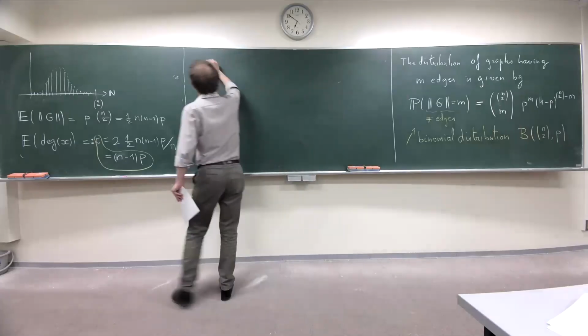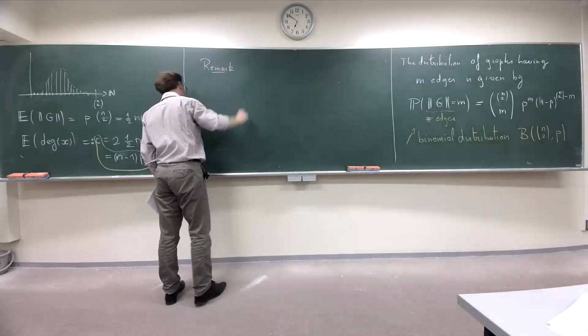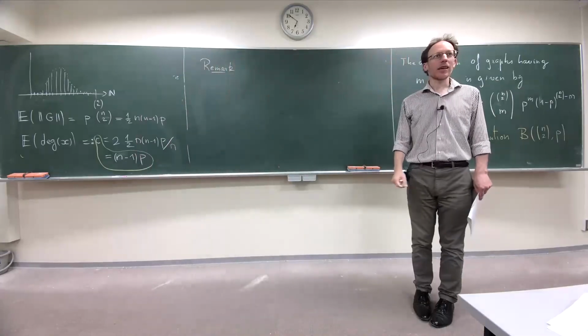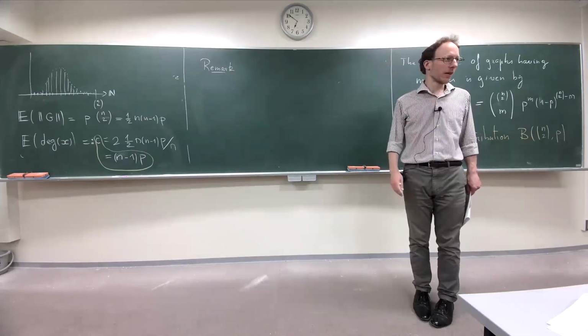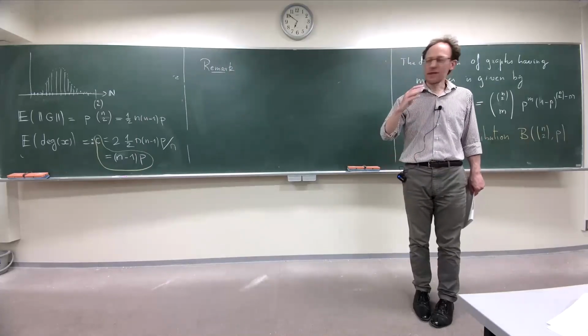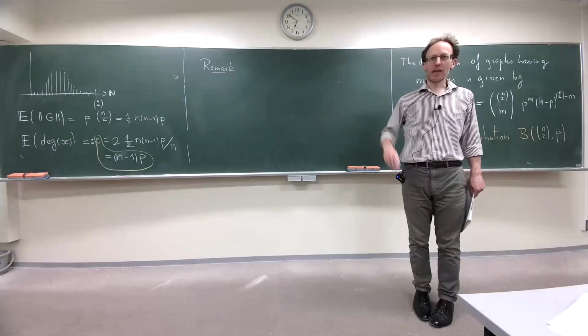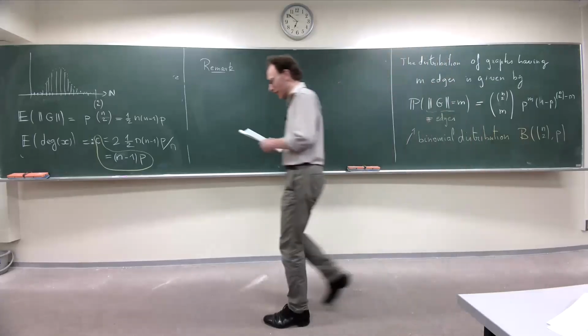So let me write it. Remark. You can already see, if I want to increase n, how can I deal with this? If I want to have a fixed degree, I'm going to make p also n-dependent. And then if I make it n-dependent, I can keep this number fixed. So this is going to be an idea.